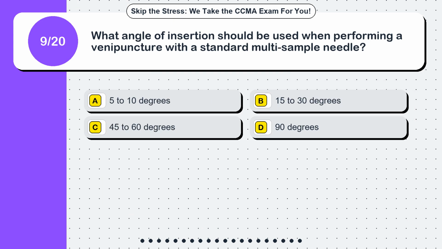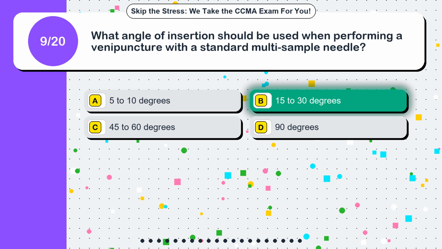Question 9. What angle of insertion should be used when performing a venipuncture with a standard multi-sample needle? Option A, 5 to 10 degrees. Option B, 15 to 30 degrees. Option C, 45 to 60 degrees. Option D, 90 degrees. The correct answer is option B.